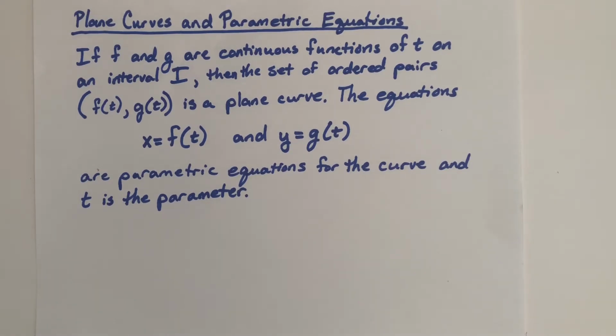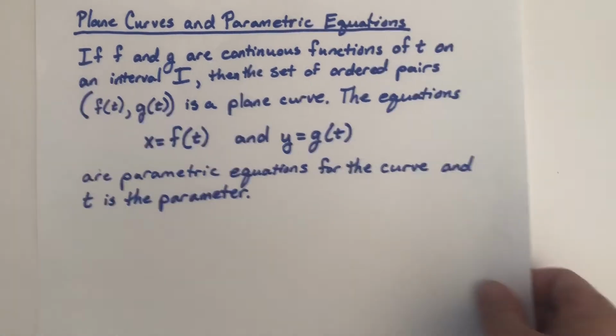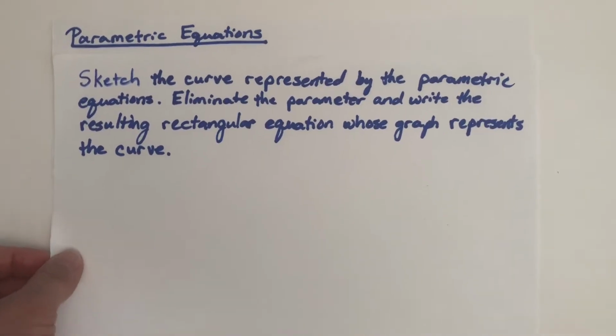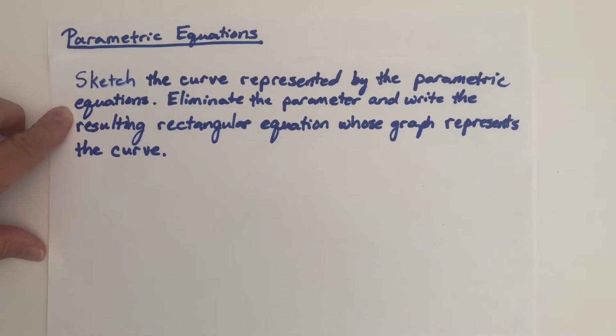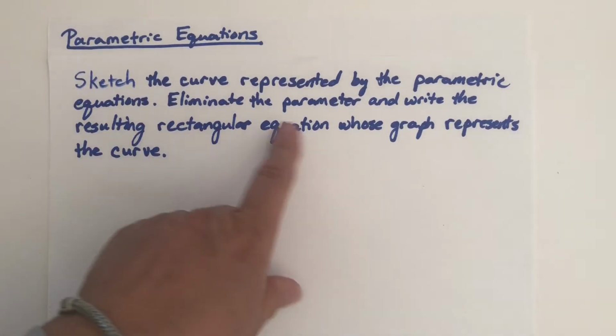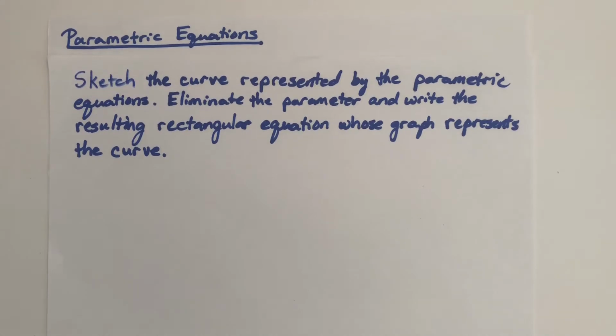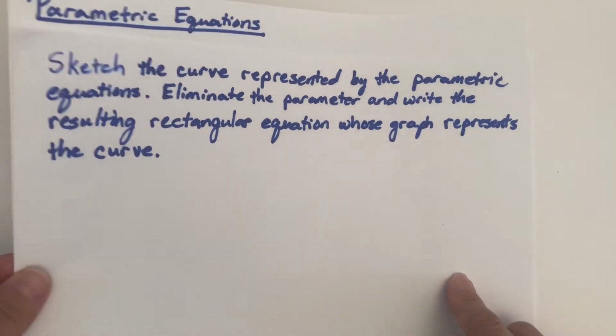So let's graph some, and here will be our directions. For all of the parametric equations, I'm not going to have space for the directions, so I'm just going to show them this once. The directions will be sketch the curve represented by the parametric equations and eliminate the parameter and write the resulting rectangular equation whose graph represents the curve. So we're going to do two things: sketch the curve and rewrite the parametric equations as a rectangular equation. So let's start with this one.